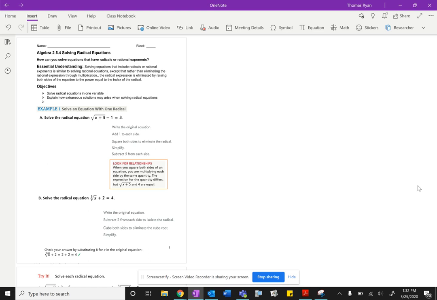We're going to jump in here to Chapter 5, Section 4, Solving Radical Equations.